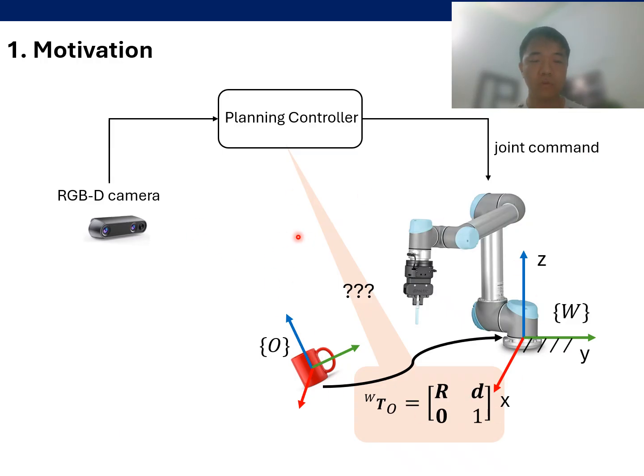In this case, we can use an RGBD camera. The camera will capture the image of the object, and then we can process the image to estimate the transformation matrix of the object with respect to the world coordinate or the robot coordinate here. Based on this transformation, a planning controller can plan a joint reference trajectory for the robot to manipulate the object as we want.